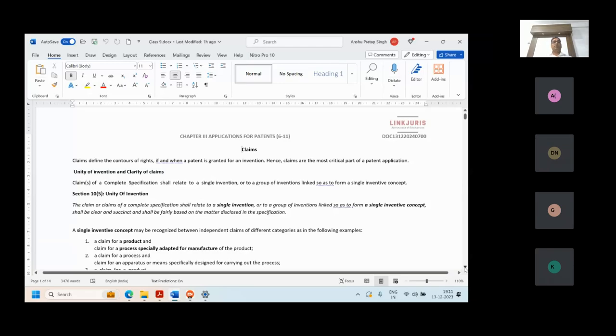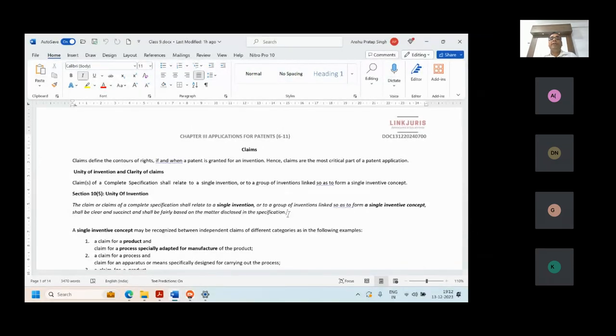Now, in this regard, section 10(5) is important, which talks about the unity of invention. It talks about the claims of complete specifications that relate to a single invention or a group of inventions linked so as to form a single inventive concept, shall be clear and succinct, and shall be fairly based on the matter disclosed in the specification. So there are three main things which come from here. First is either it should be a single invention or a single inventive concept.